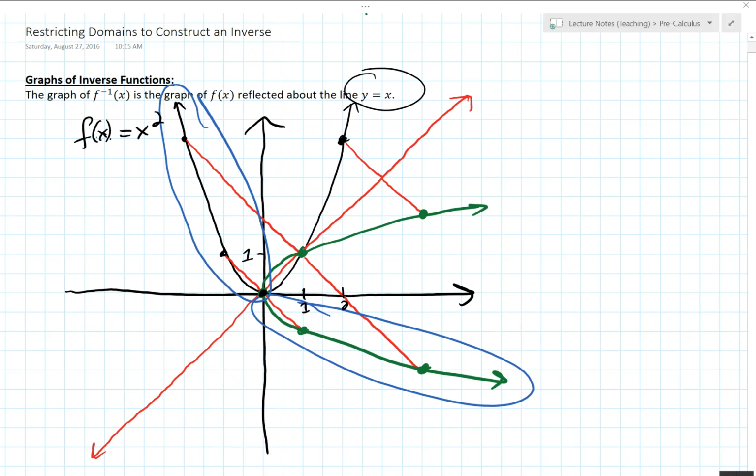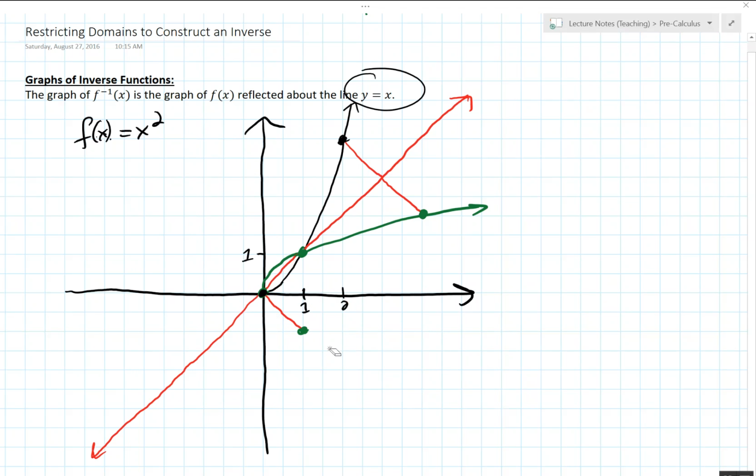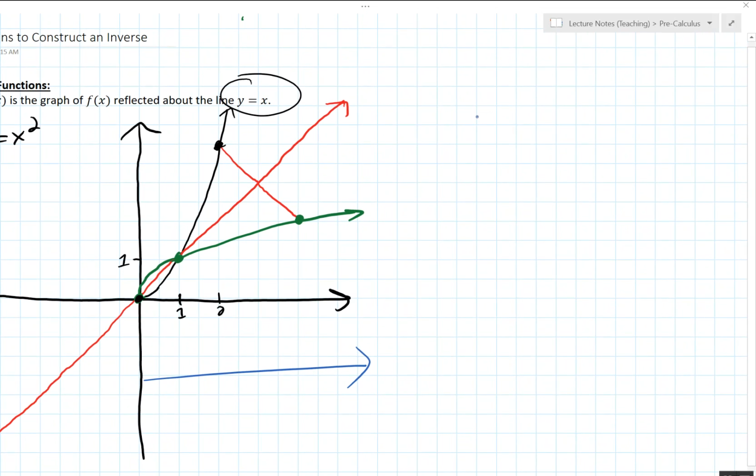But notice that its reflection comes from this part of the original parabola. So if we just get rid of this part, then when we reflect, we don't get any part of this. And notice that all I need to get an inverse function is this right half of the parabola. To get this right half of the parabola, that's just f of x restricted to the positive axis here. So what we want to do is look at f of x and redefine it as x squared, where x is greater than or equal to 0.